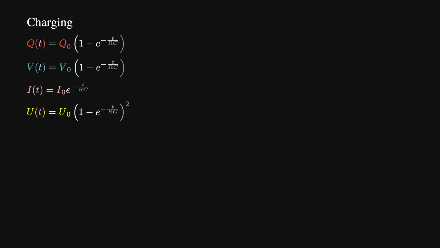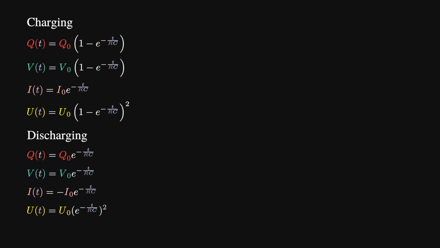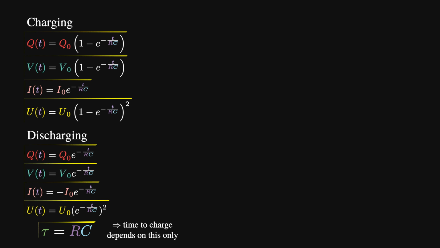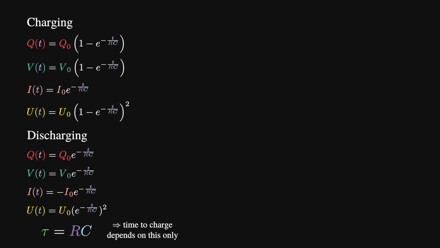So all in all, we get these 8 expressions for the charge, voltage, current, and energy as a function of time for the charging and discharging processes. As you can see, the length of the processes entirely depends on the same time constant tau equals RC. Therefore, as long as you know the resistance and capacitance, you can figure out exactly how long the charging process will take. Every expression here depends on this exponential decay term.